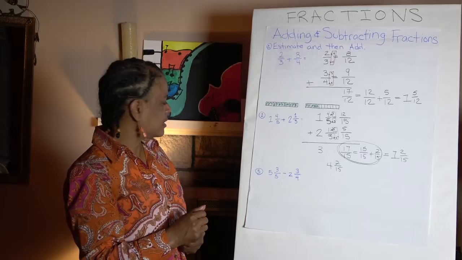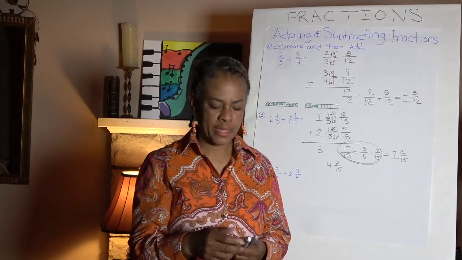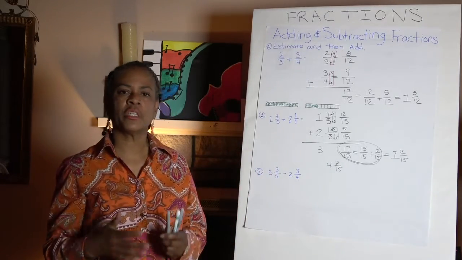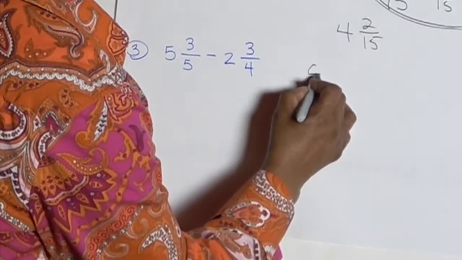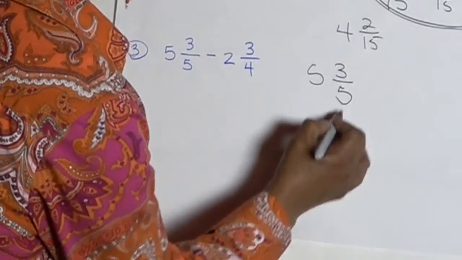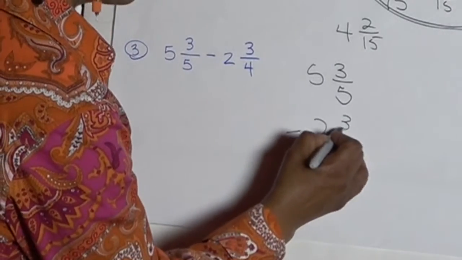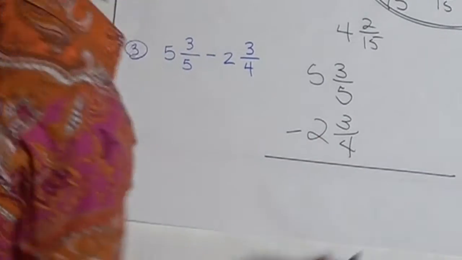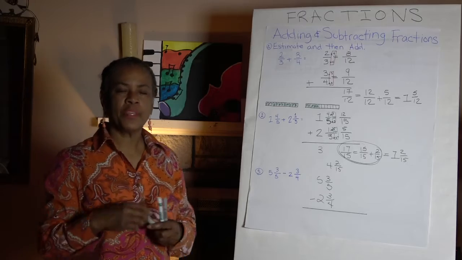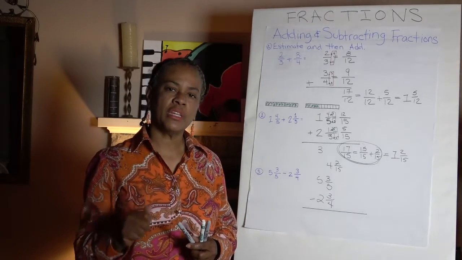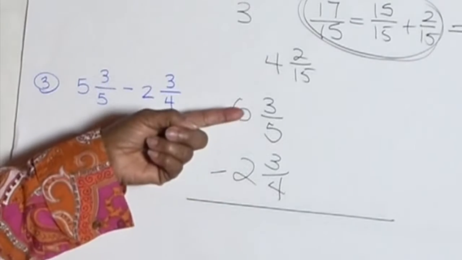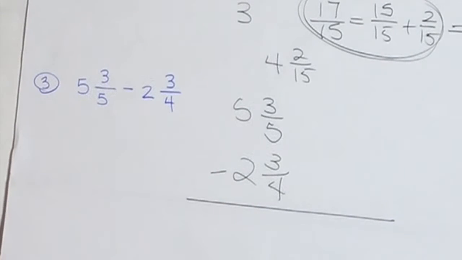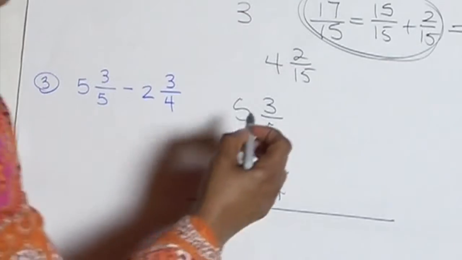All right, so let's do one subtraction, okay? I wanted to do a subtraction just as a reminder. Okay, so 5 3/5 minus 2 3/4. The same thing for subtraction. I need a common denominator, and in this case, since my denominators are 5 and 4, my common denominator will be 20.